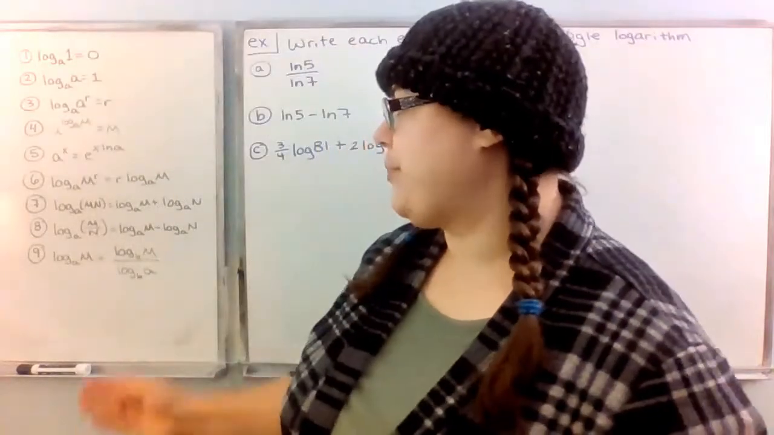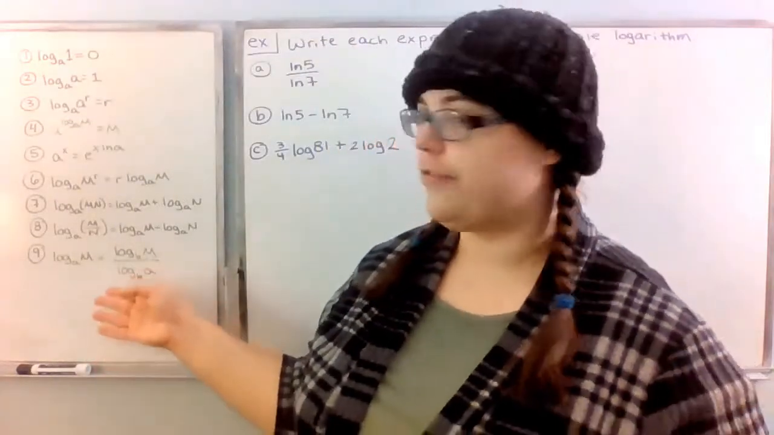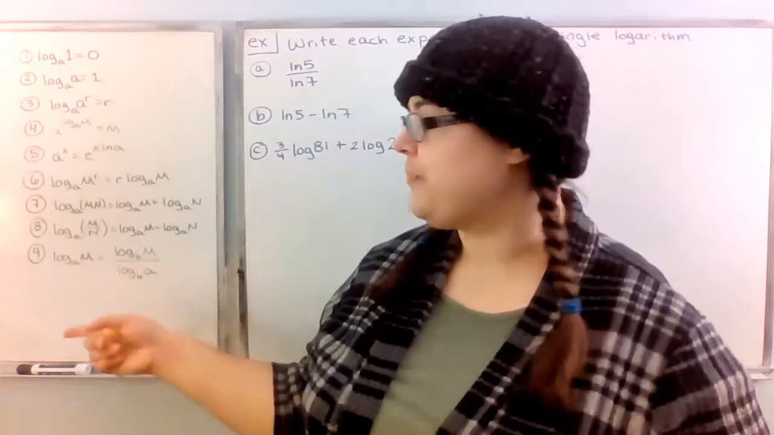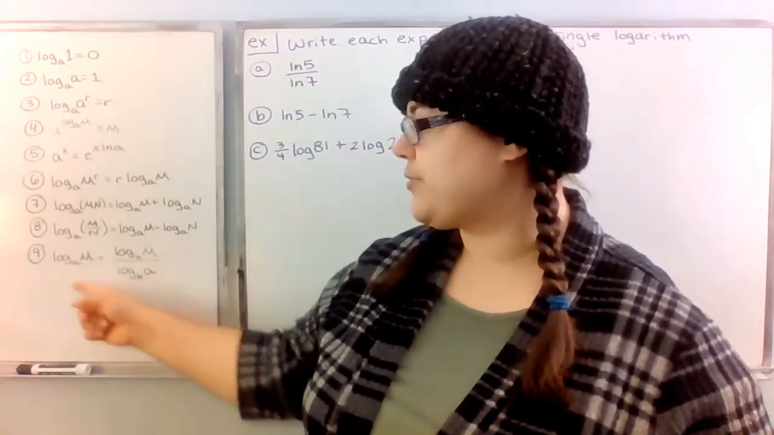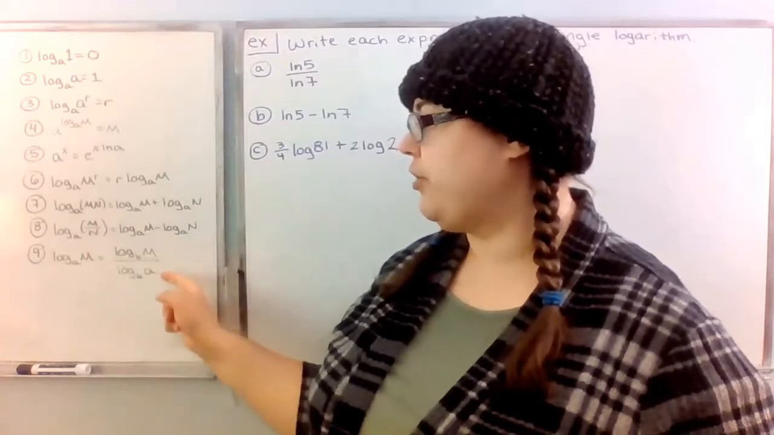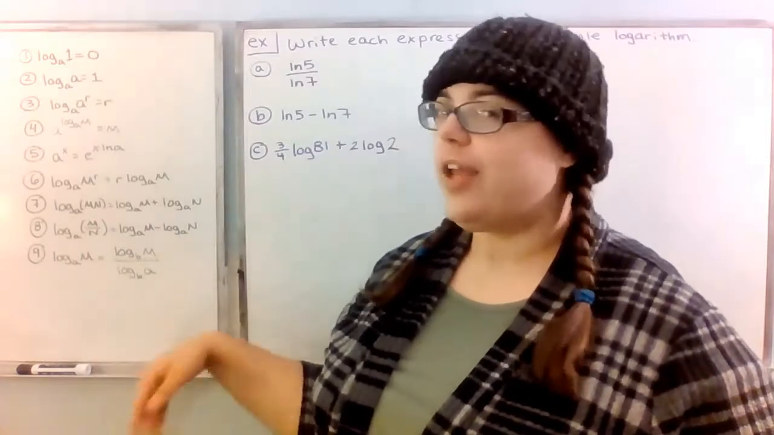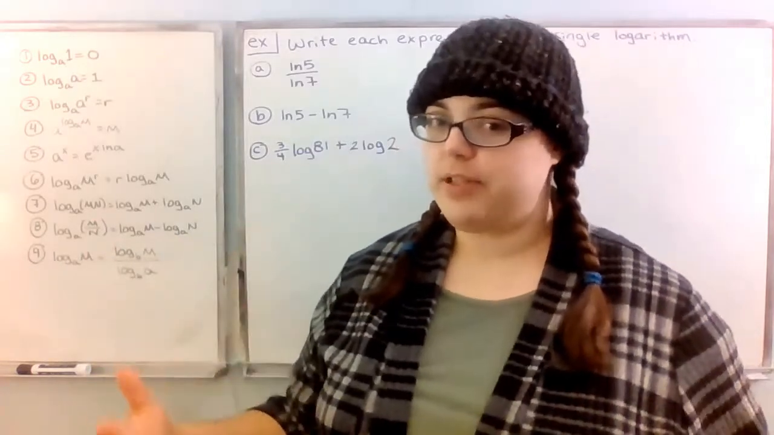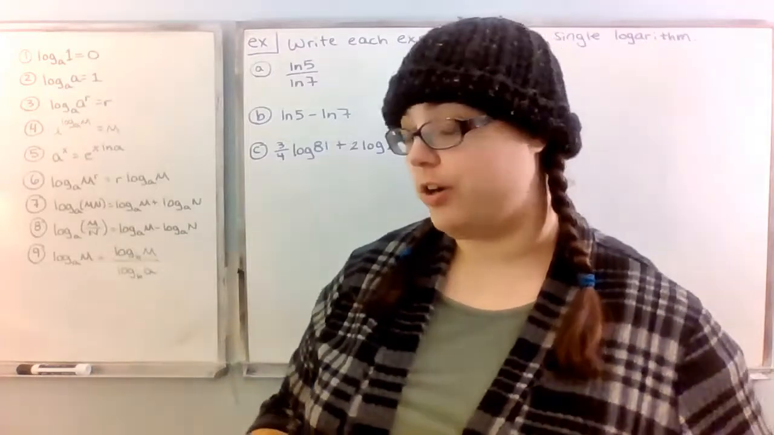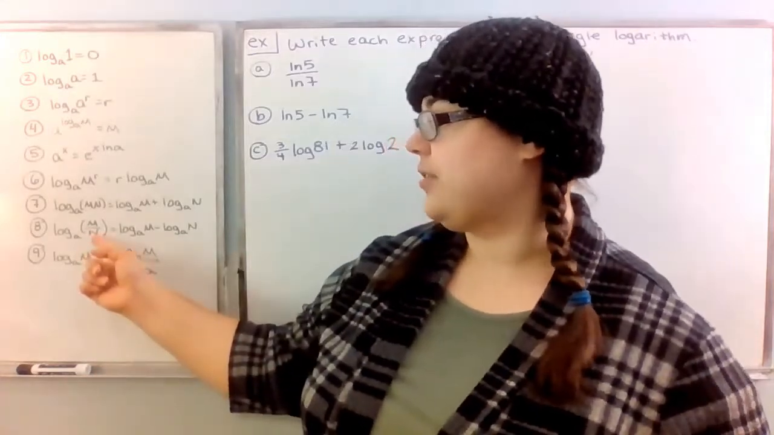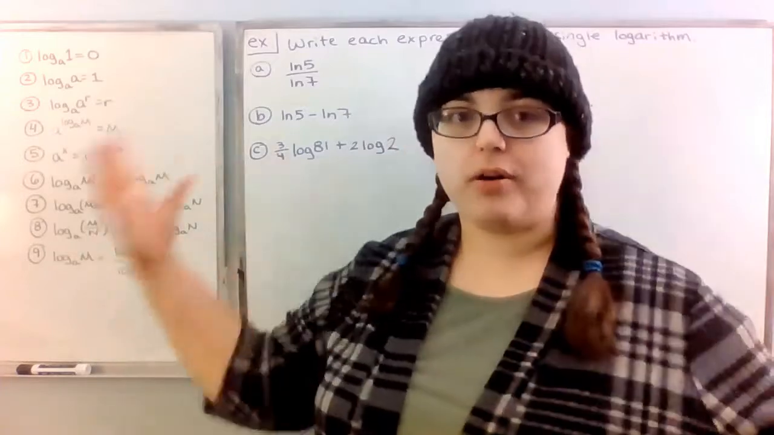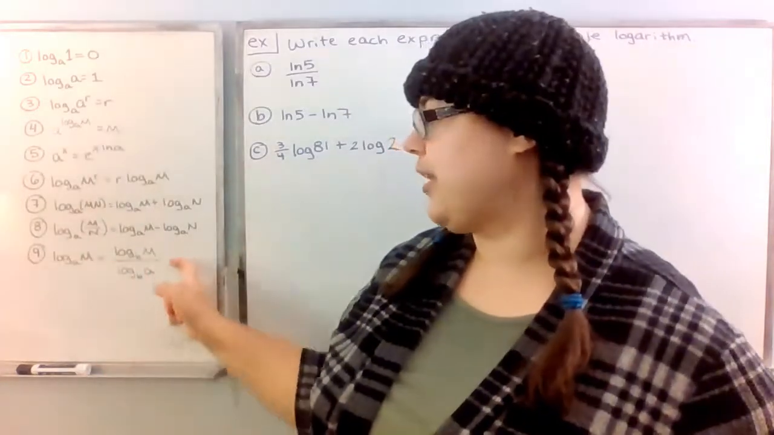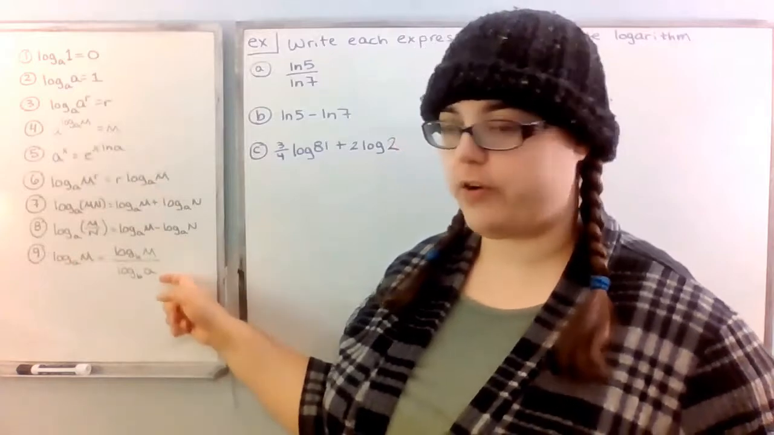When I look at my properties, there are two that involve fractions. We have log base a of m over n, and then we also have this one where we have log of m over log of a. In deciding which of these two I'm going to use, I want to see where that fraction occurs. Does it happen inside the logarithm, or are the logarithms on the outside, part of the fraction? In this case, we look a lot more like the change of base formula.